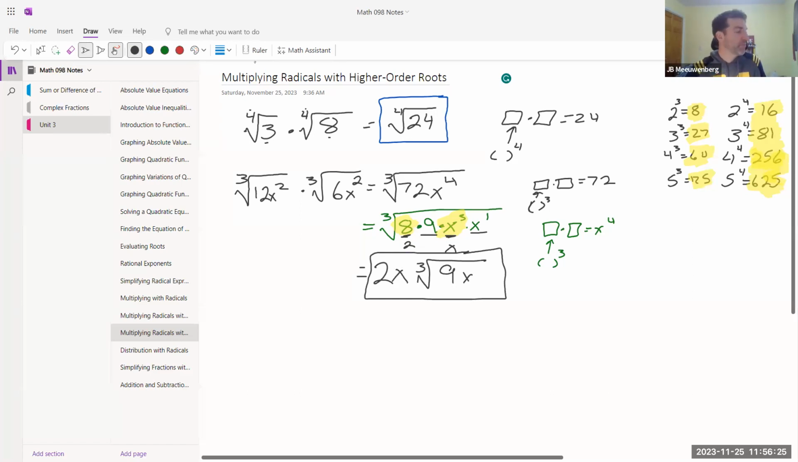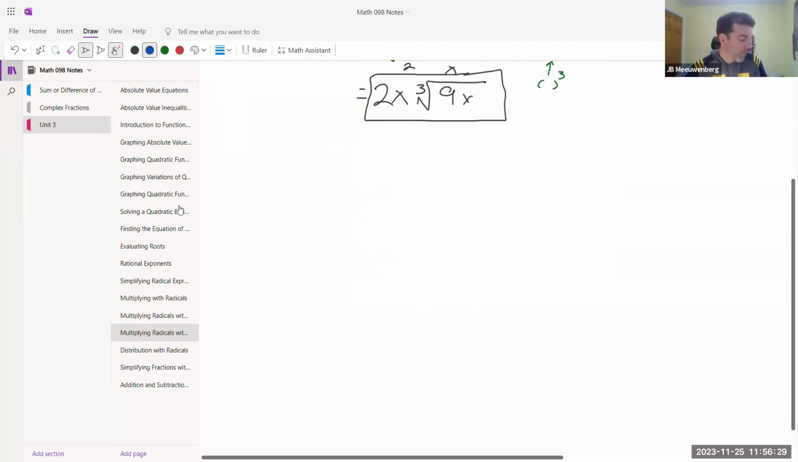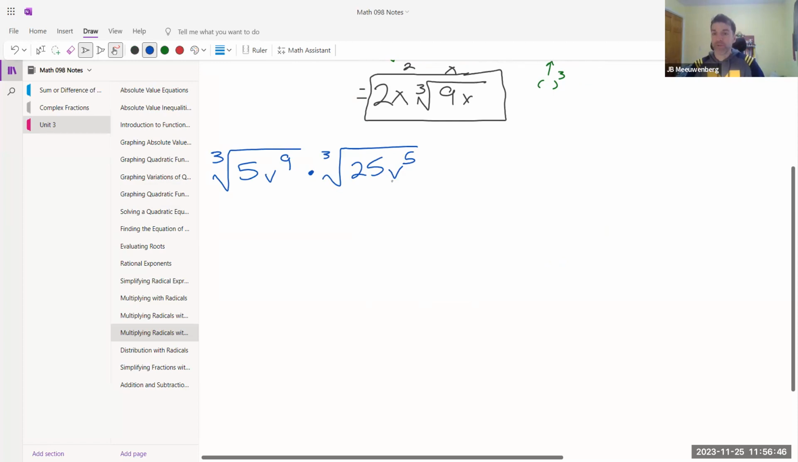Let's do a couple more. I want you to try this one on your own. So we'll go with the third root of 5v to the 9th times the third root of 25v to the 5th. So pause the video, see if you can work through this on your own. I'll keep going.